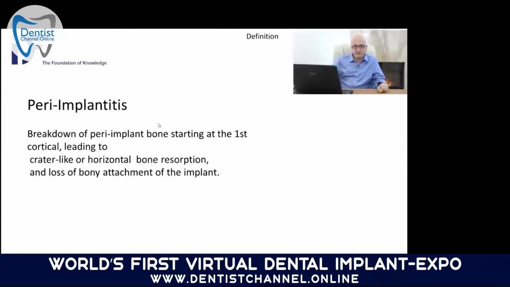Now, what is periimplantitis? Periimplantitis is a breakdown of periimplant bone starting at the first cortical, and this leads to crater-like or horizontal bone resorption and the loss of what we call the bony attachment. So the connection between the bone and the implant gets lost. The implant typically does not get mobile because there are always some areas of this implant osseointegrated.